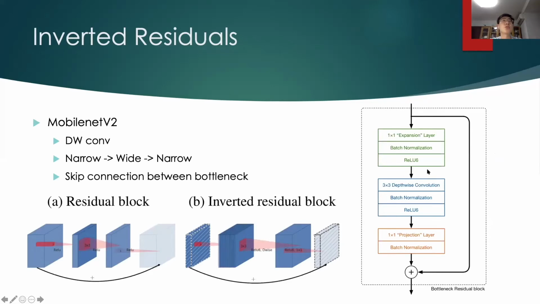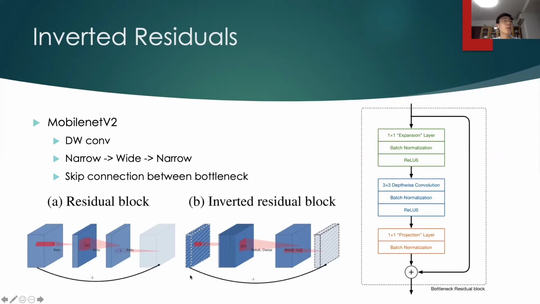Here you can see there are 3 layers inside the inverted residual blocks. The first is the expansion layer to increase the number of channels. The second layer is a 3x3 depthwise convolution layer, and the last layer is a 1x1 projection layer that reduces the number of channels. So unlike the residual block, the inverted residual block has a narrow, wide, narrow structure.